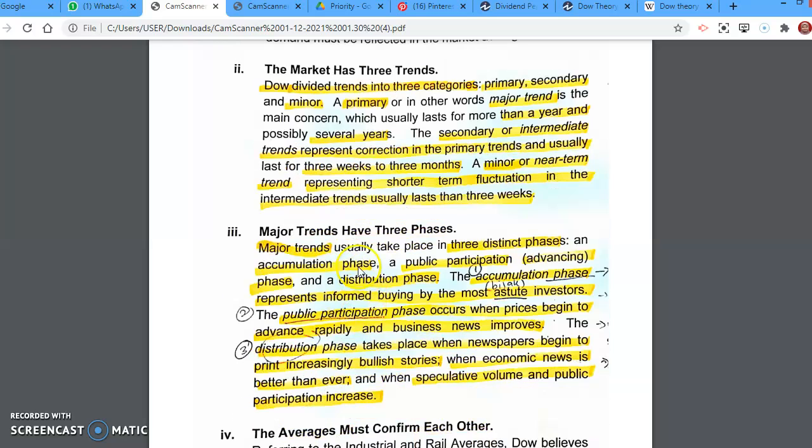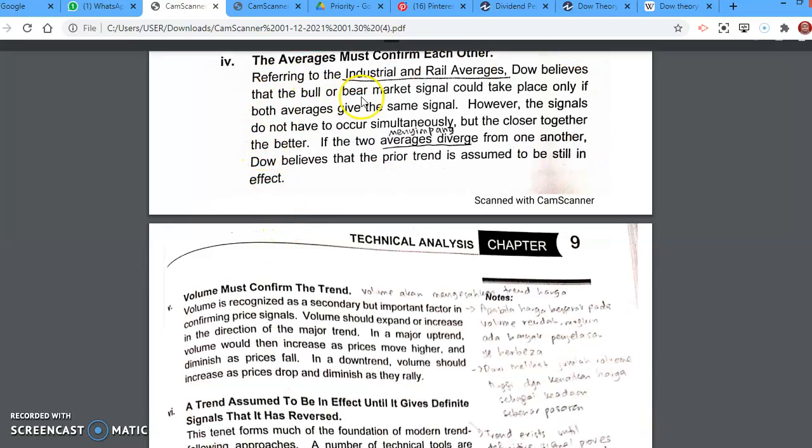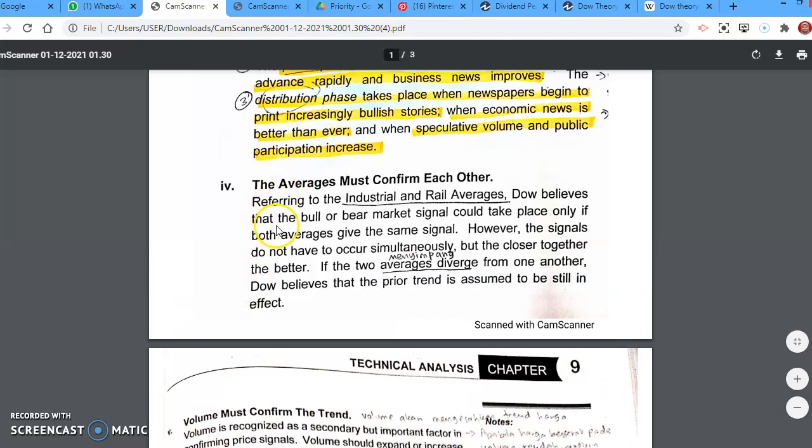Jangan tertukar dengan keadaan fasa trend mengikut market tadi. Okay, ini bukan pergerakan harga ya. Ini adalah keadaan pasaran. Okay, sesuatu share dalam keadaan stage mana. Okay, stage accumulation, stage public participation ataupun distribution. Okay. So, we also have another theories being developed by this Dow Theory. Yang ketiga, I'll explain. Yang keempat, I'll explain in the next video.